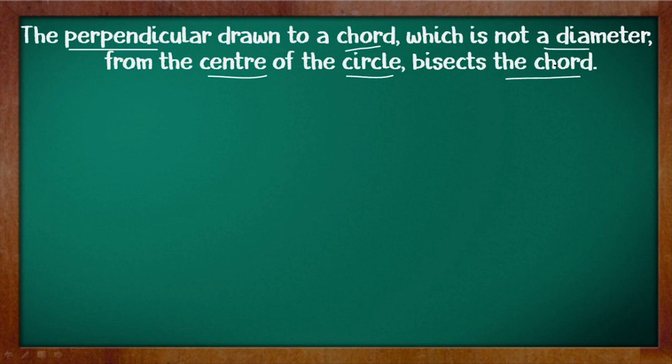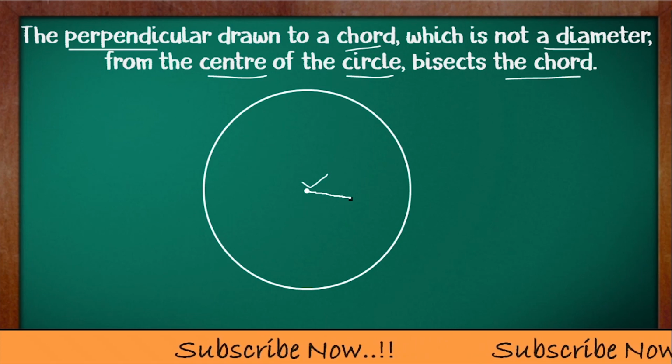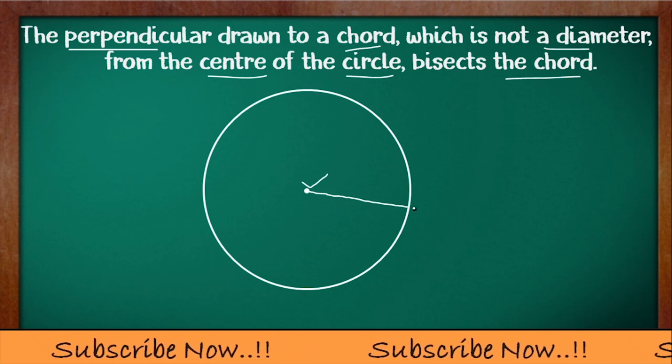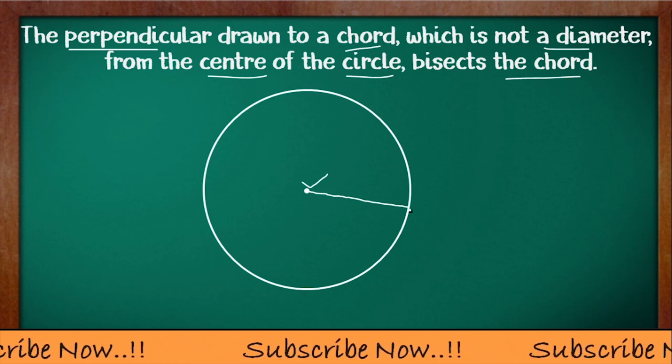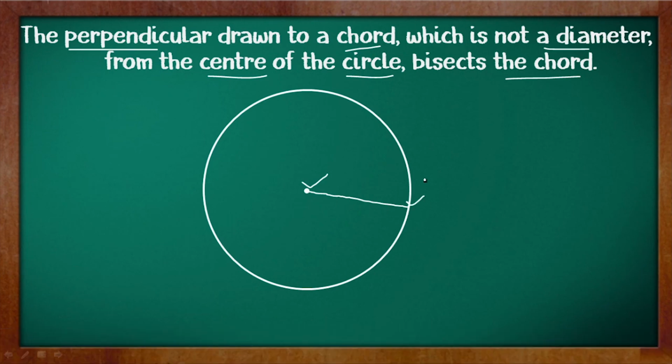So let us understand what the chord, center, diameter and all are. If this is a circle, this is the center of the circle. Now if we draw a line from the center of the circle to a point on the circle, this line segment here, from the center to the circumference of the circle, this kind of line segment is known as radius. This is the radius of a circle.